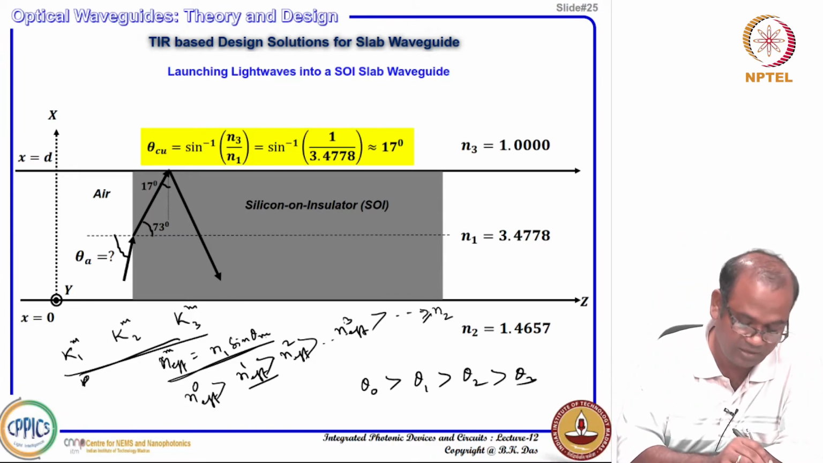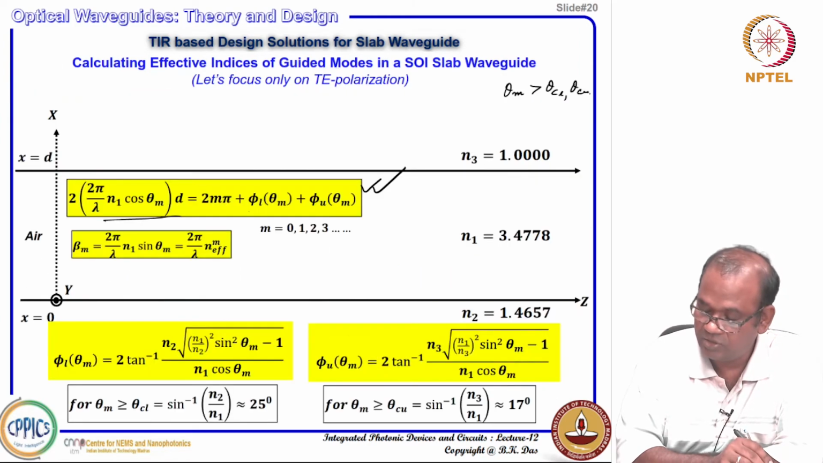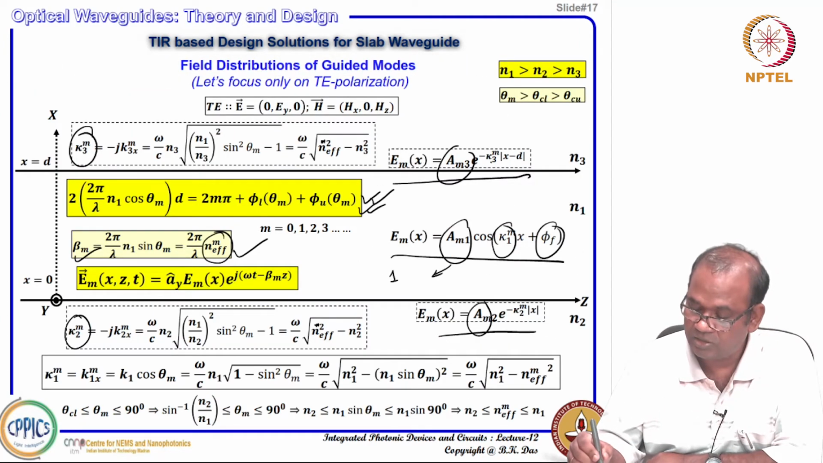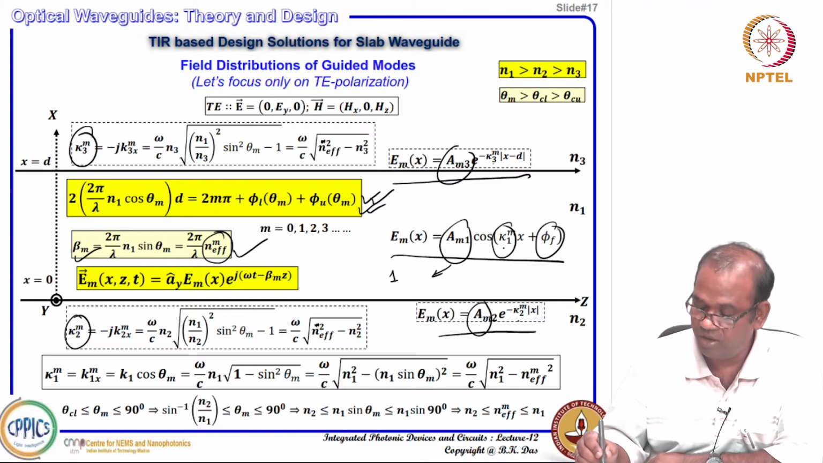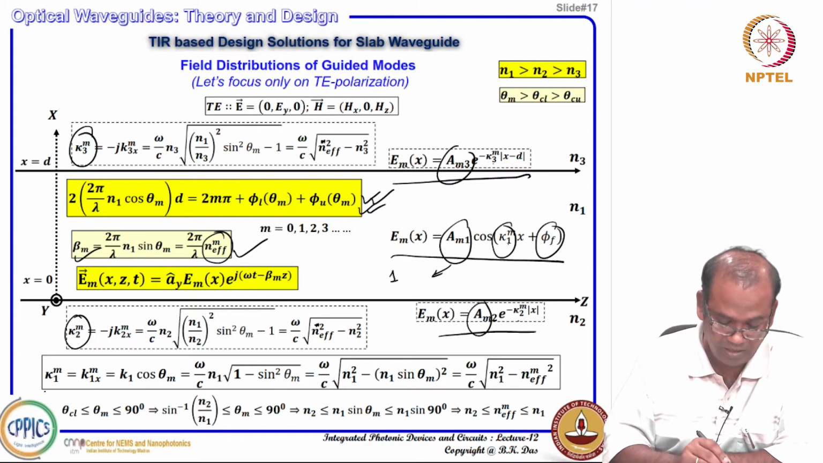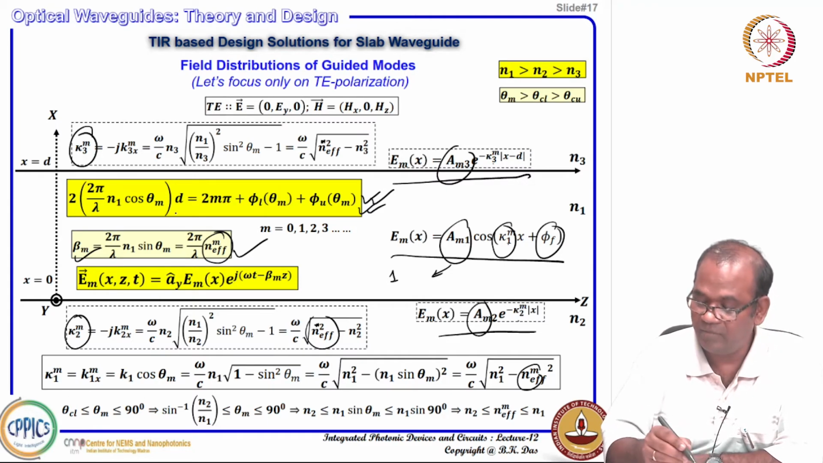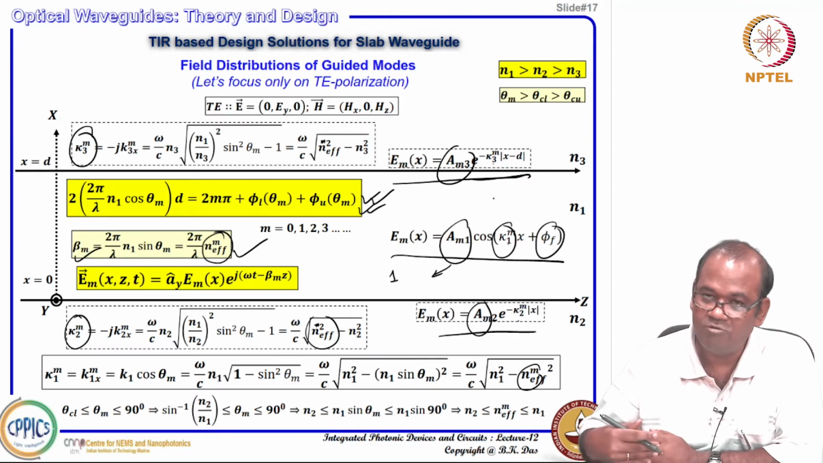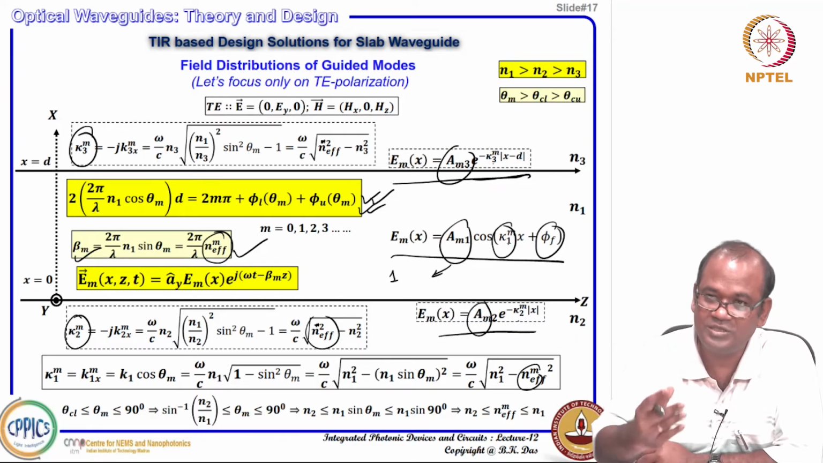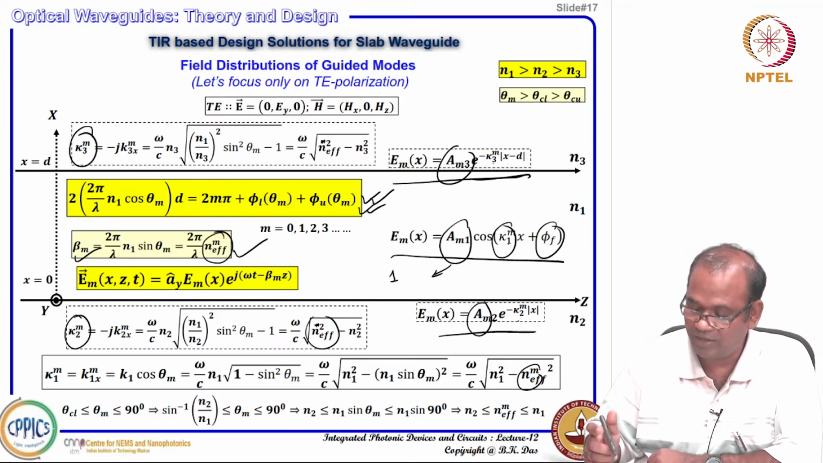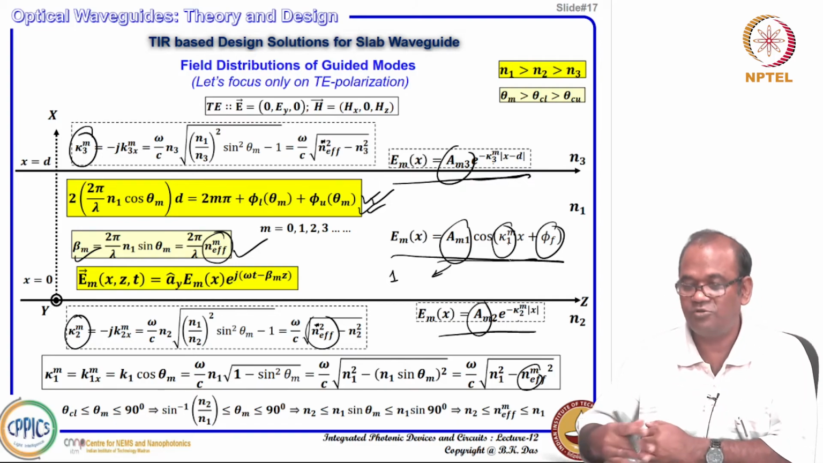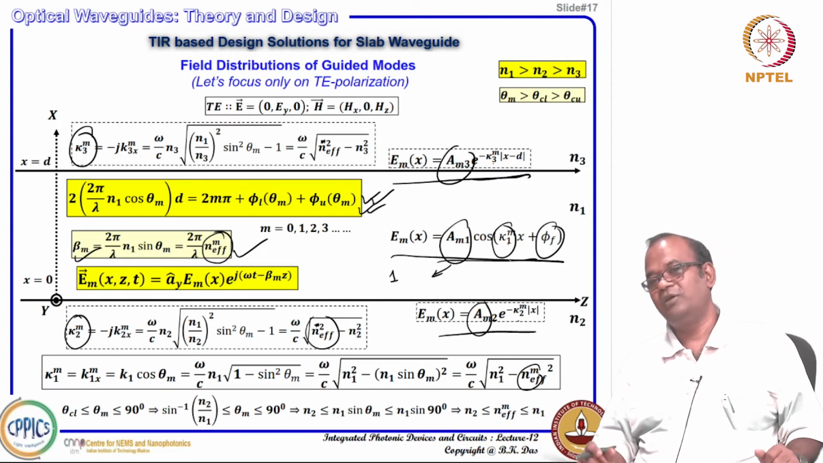If you just go back here, I just discussed here, you see this kappa 3m, kappa 2m, kappa 1m, they all are actually n effective dependent. Once you solve n effective, then you get all the parameters, and then you can find out how it will be distributed, how exponentially decaying in the top cladding, bottom cladding, and how it is sinusoidal. So, you can easily plot your electric field.